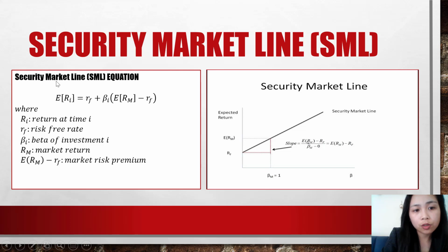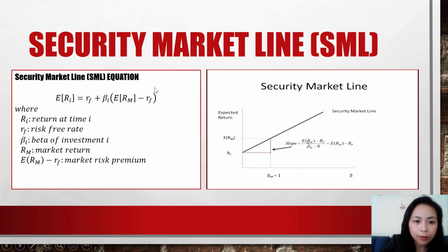The equation of the security market line here is expected return of RI is equal to RF plus beta I times (expected return of the market minus RF). Here beta I is the beta of investment I with respect to the market. RI is the return of asset I, or the return of the individual I. The risk-free rate here is RF, and RM is the market return. Here expected RM minus RF is the risk premium of the market.